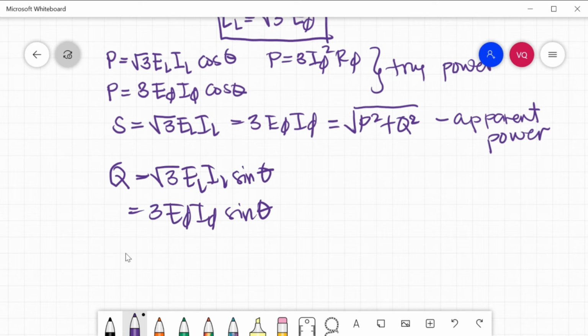And from the power triangle, this is your S, this is P, and this one is your Q. So Q will be the square root of S squared minus P squared. Same here in power, we have P is equal to square root of S squared minus Q squared.